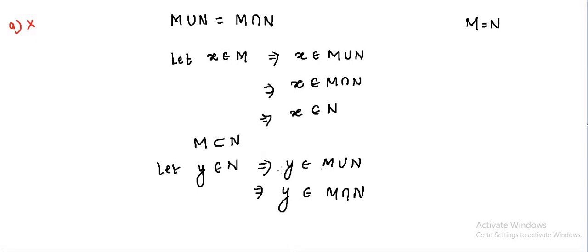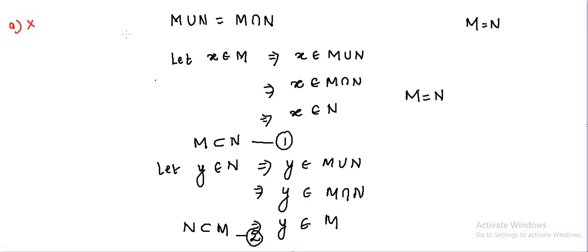As we have considered that if y is an element of n, definitely it will be in the set m union n, and as we know that m union n is equal to m intersection n, we have got this result. Hence from here we can conclude that y is also an element of m. From here we can consider n is a subset of m. Now by using result 1 and result 2, we can conclude that m is equal to n. Hence our option B is correct.